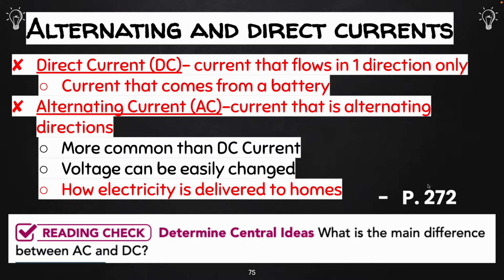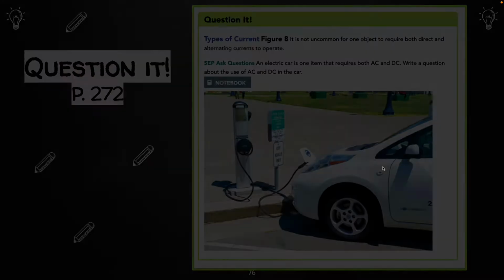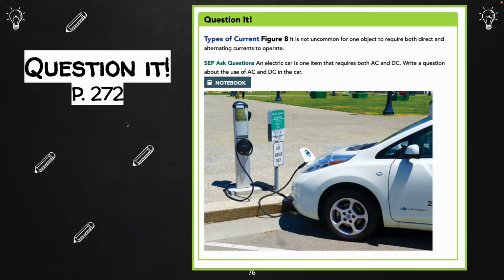So on page 272, what is the main difference between AC and DC? Really all you've got to do is look at the definition there and go ahead and answer that. Alternating current was developed by Nikola Tesla. So super cool guy, crazy smart. When he came up with this, it was really innovative and really helped out communities trying to get power to people.